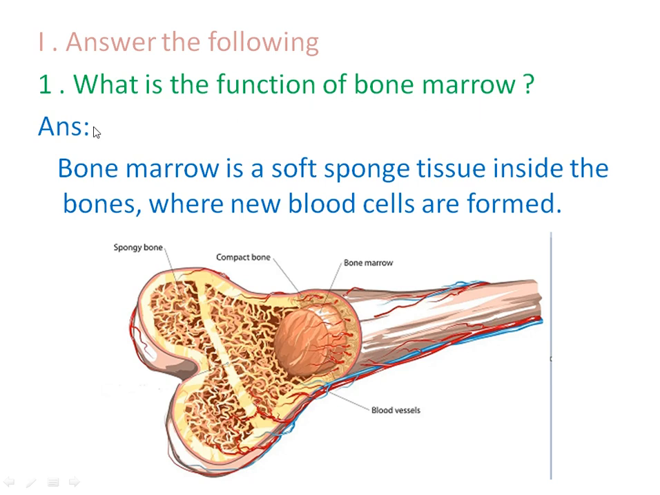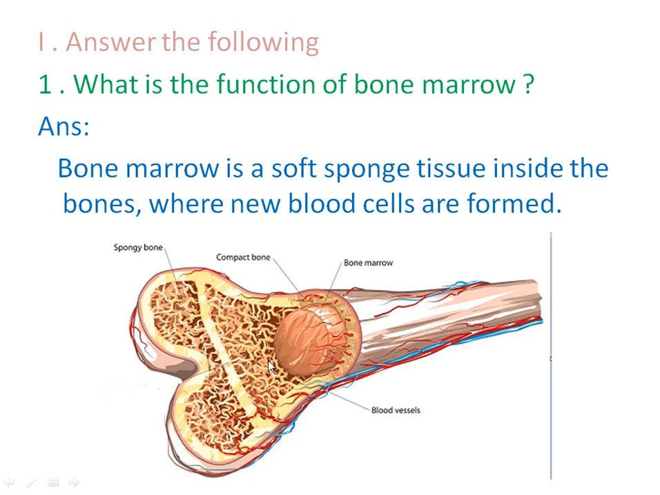Answer is, first, what is the bone? Bones are made up of tissues. Bones have nerves and blood vessels. Bones are hard outside, but they are soft and sponge inside. Okay, let's read the answer. Bone marrow is a soft sponge tissue inside the bones where new blood cells are formed.